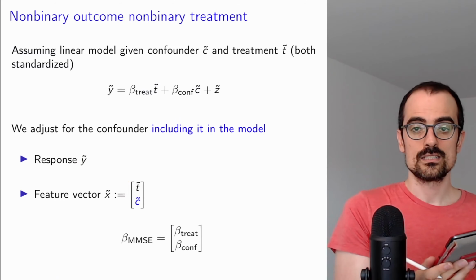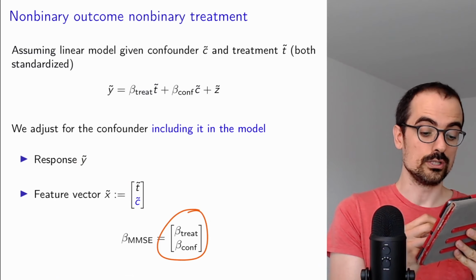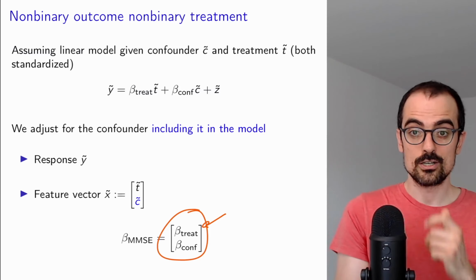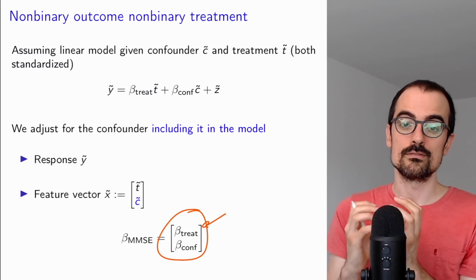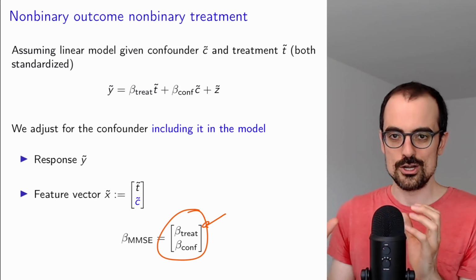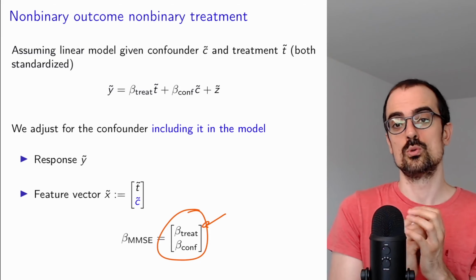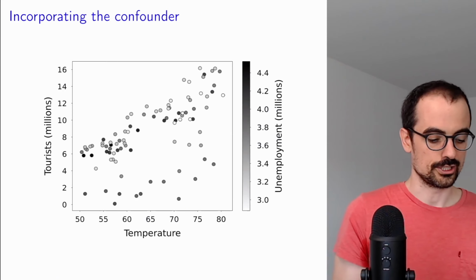In that case, under these assumptions, we are guaranteed that we are going to find the true causal coefficient associated with the treatment, because the feature representing the confounder is going to absorb the effect of the confounder. It will no longer be put into the coefficient related to the treatment, as happens in short regression.